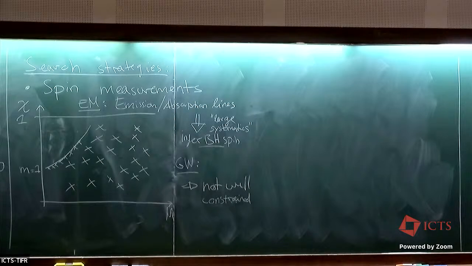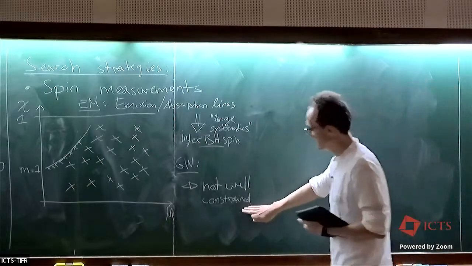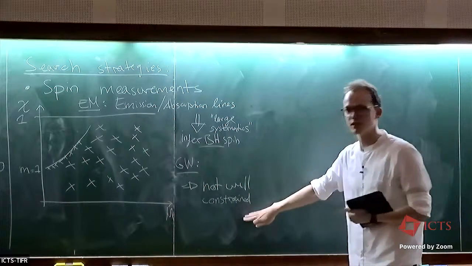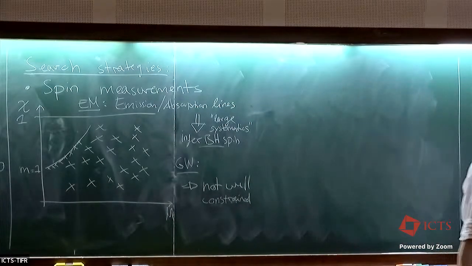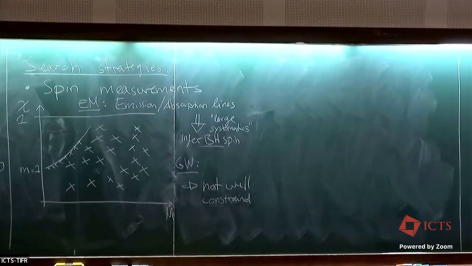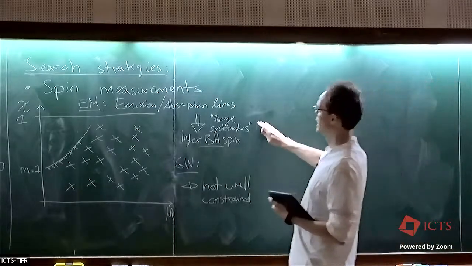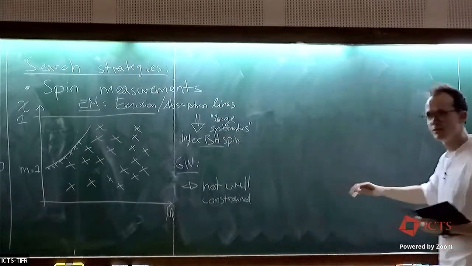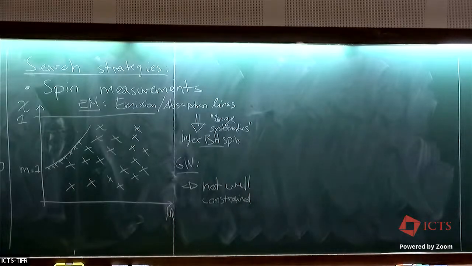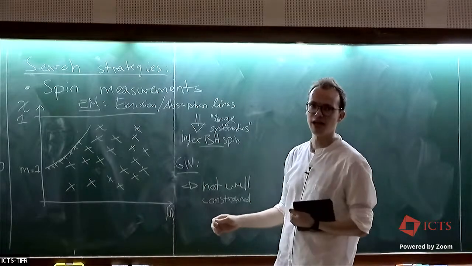Okay? So people have done this, but typically these constraints aren't very confident because the data is just not good enough yet. Okay? So the bottom line of these spin measurements is that, yes, they're very effective if we could actually measure the spin very well. Okay? But we just simply, at the moment, aren't able to do this very accurately.